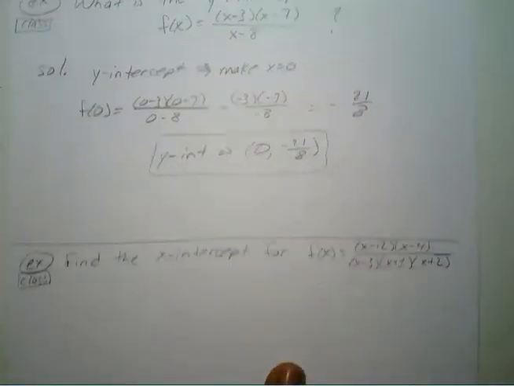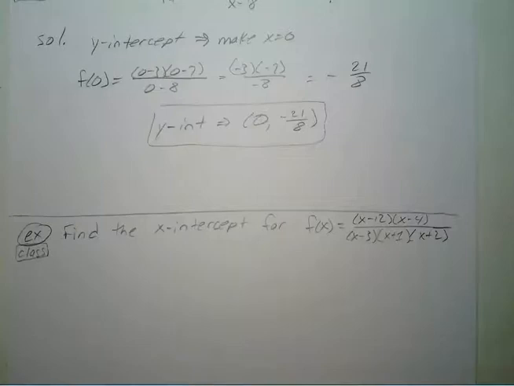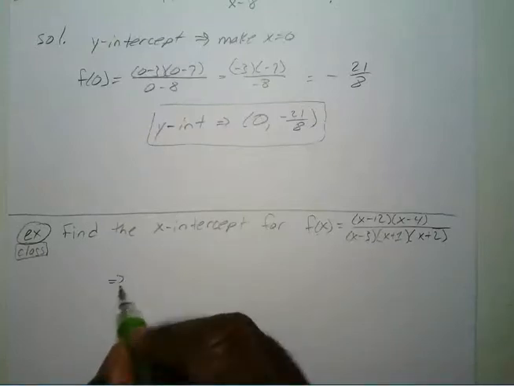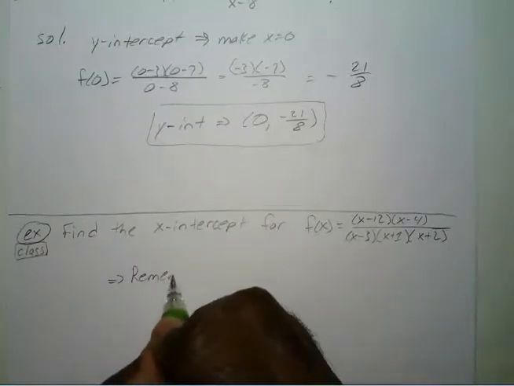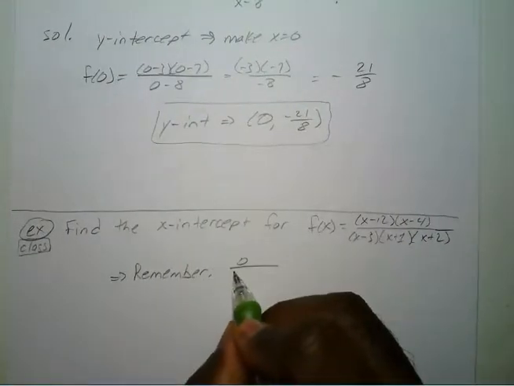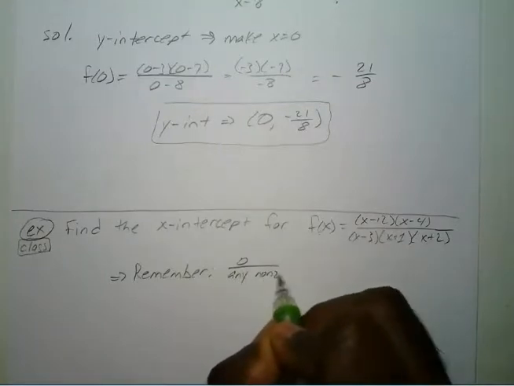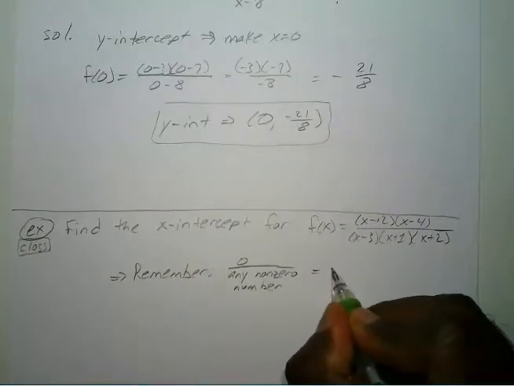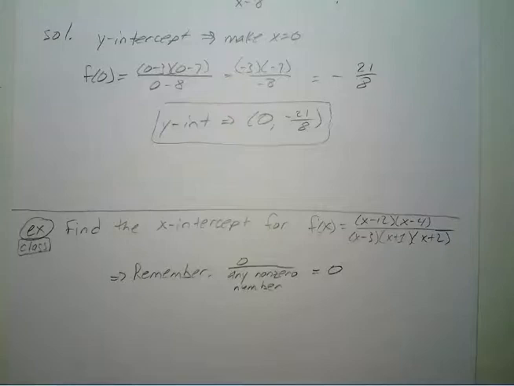Now to find your x-intercept, you make your y, or your f of x, equal 0. The key to this one is to remember that 0 divided by any non-zero number is equal to 0. If you get 0 over 0, that's an indeterminate, and that's a whole different area. But 0 divided by any non-zero number is going to equal 0.